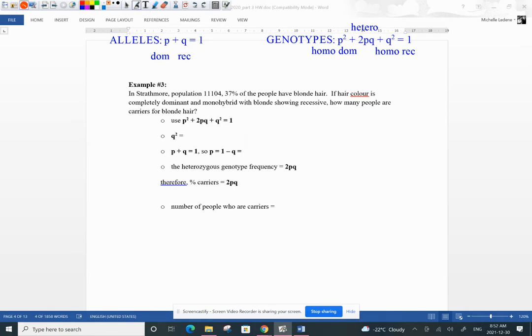So what we've been given here is a trait, right? It's blonde hair, and it's 37% of the population. Only for the recessive trait can we say this; it doesn't work for the dominant. If they had brown hair or a different hair color, we wouldn't know if they were homozygous dominant or heterozygous. But because they have the recessive trait, we actually know that they are homozygous recessive. They must have two recessive alleles. So we can actually say this is our Q squared value. And then from there, we just proceed normally.